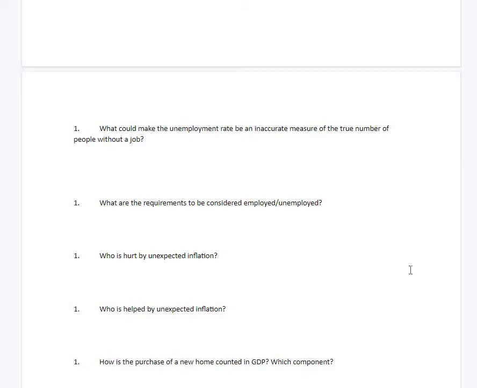Who is hurt by unexpected inflation? That would be people who lend money primarily. People who lend money are hurt by unexpected inflation. Who is helped? People who borrow money, because now the real amount you pay back has gone down.